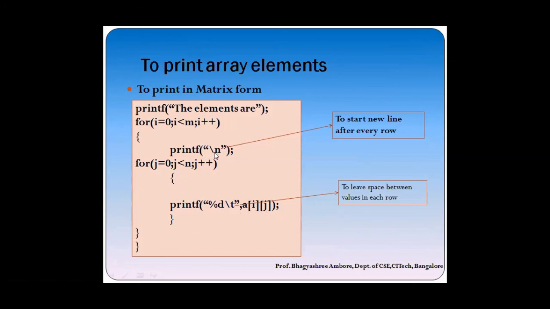Only the new thing here is we have used a \n and \t. \n, as I said, whenever I'm starting a new row, I have to start with a new line. Inside the row, I have to leave a space. For example, if I want to print 30 and 40, if there is no space between 30 and 40, it will be treated as 3040. So to avoid that problem, after 30, I need a space. That I'm talking about is this \t. So we are using \n to start a new line after every row, and \t to leave a space between values in each row.